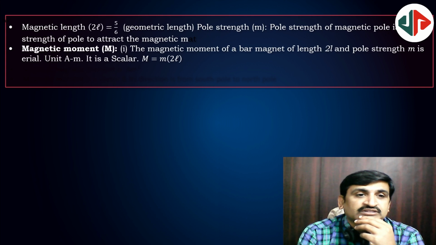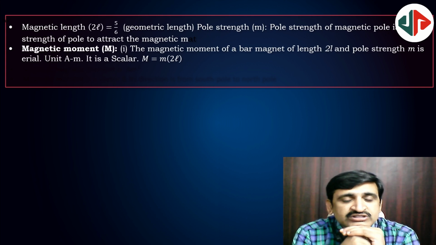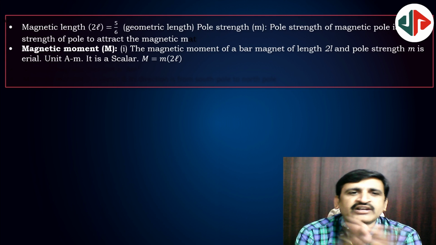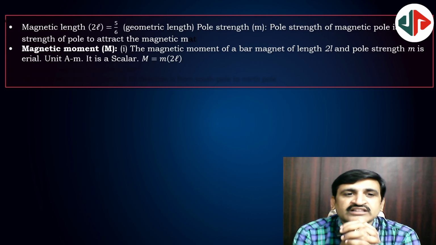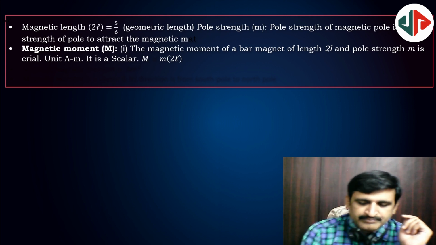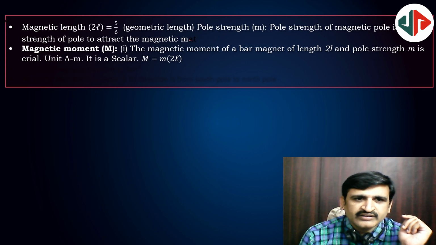another pole. Magnetic moment M is pole strength into length of the magnet. Length of the magnet refers to 2L only, always. So 2L into pole strength gives rise to magnetic moment. Pole strength unit is ampere meter.